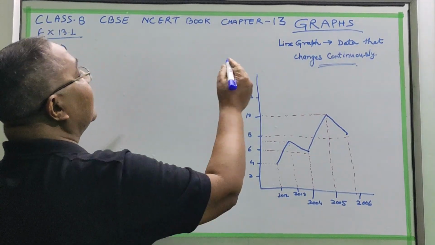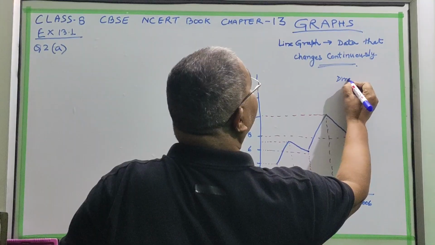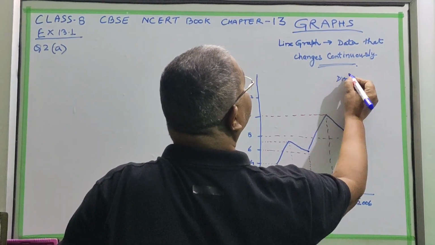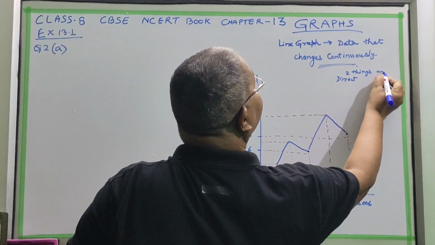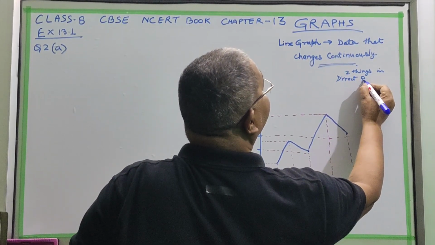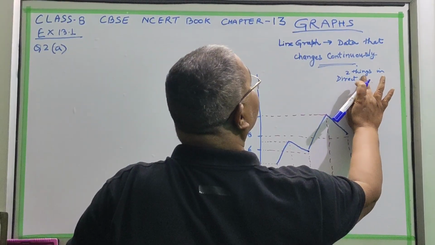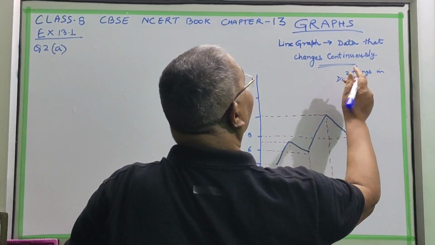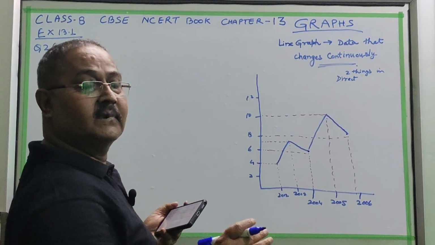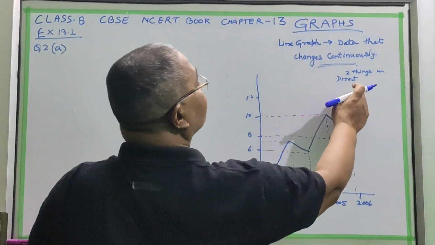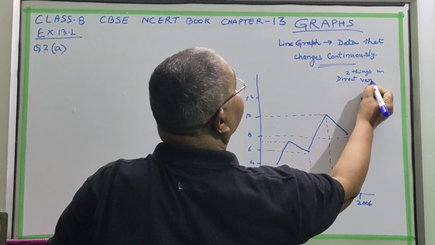Another thing, in line graphs, one direct proportion will be there. Two things are in direct proportion. Two things are in direct variation.